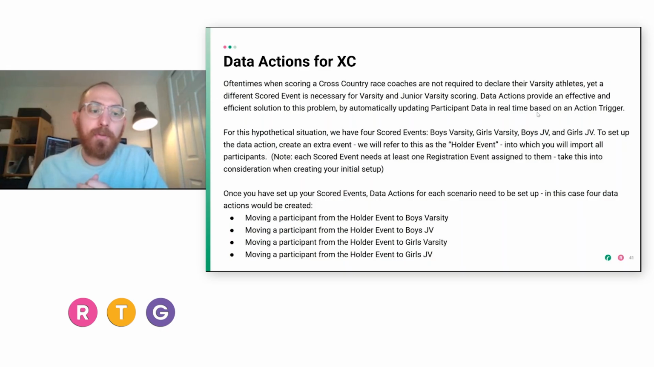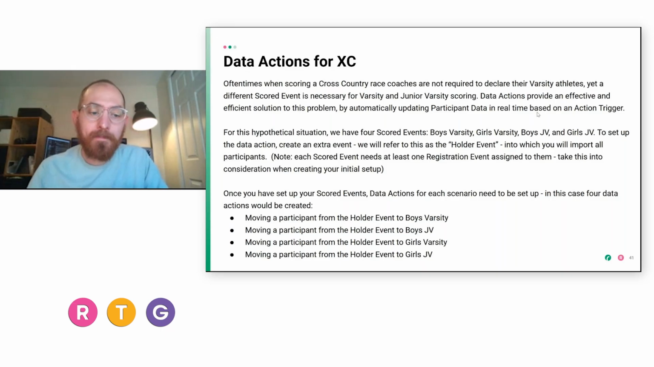So data actions give you an easy way to solve this problem by updating the participants automatically in real time based on some data. So basically, if you had boys varsity, boys JV, girls JV, all at different start times, you would create an extra event to start with called a holder event. So we see this with a lot of cross-country setups. They have this fifth event that's not actually used for anything, just set up as a holder as a way to import all of the participants into.